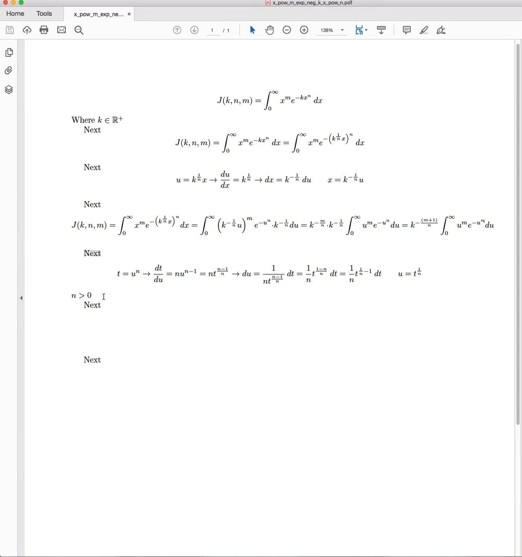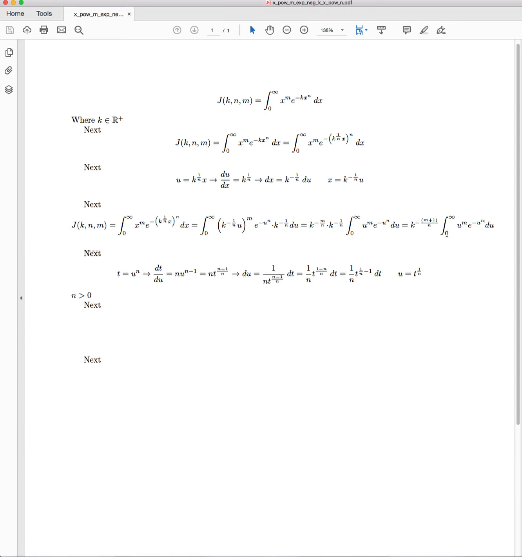Okay, we now need to examine our bounds, just like we did in the previous substitution, and see how they change. So we now have, in this case, that u is equal to, we're going to t, my apologies, t is equal to u to the power of n.